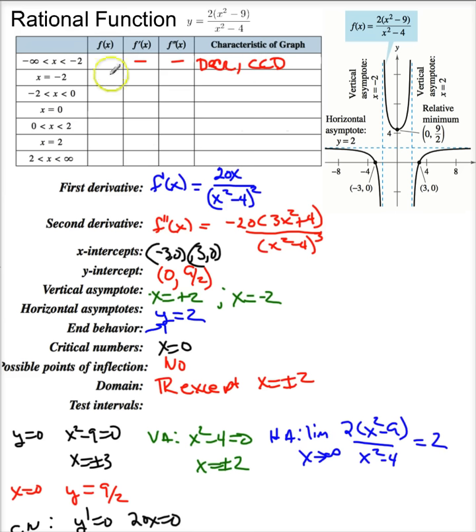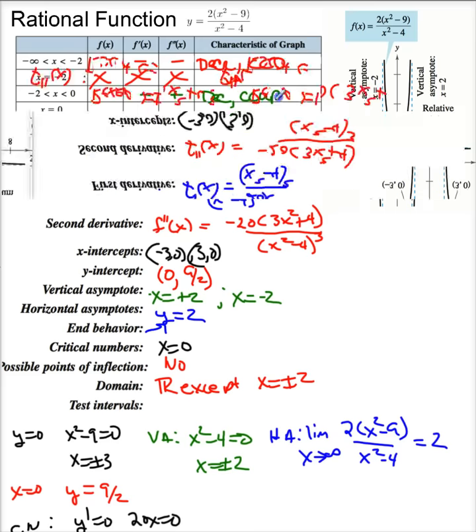Now we do need to look at x equal negative 2. At that point, f of x is undefined, f prime is undefined, f double prime is undefined, and this is a vertical asymptote. Between negative 2 and 0, f prime is negative, and f double prime is positive. So it is decreasing, but concave up.